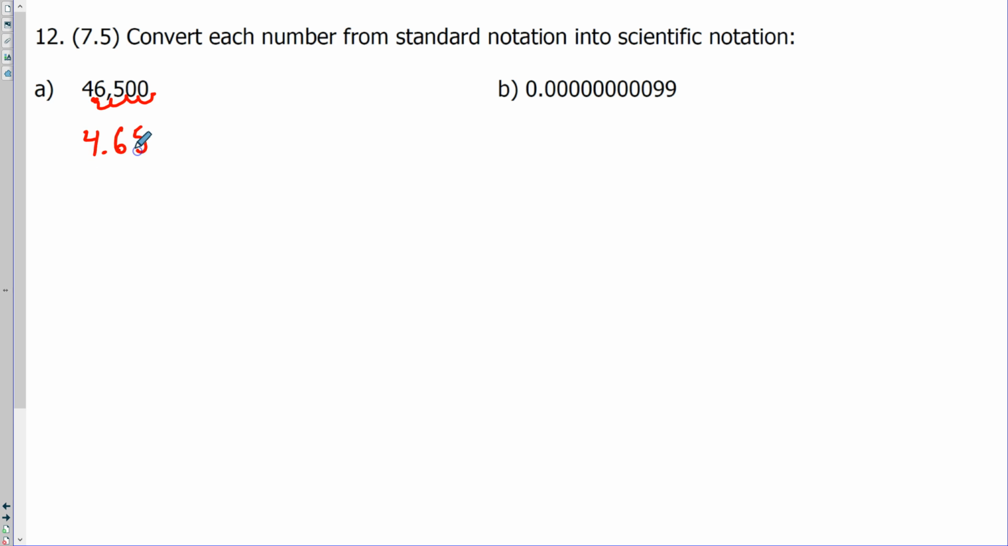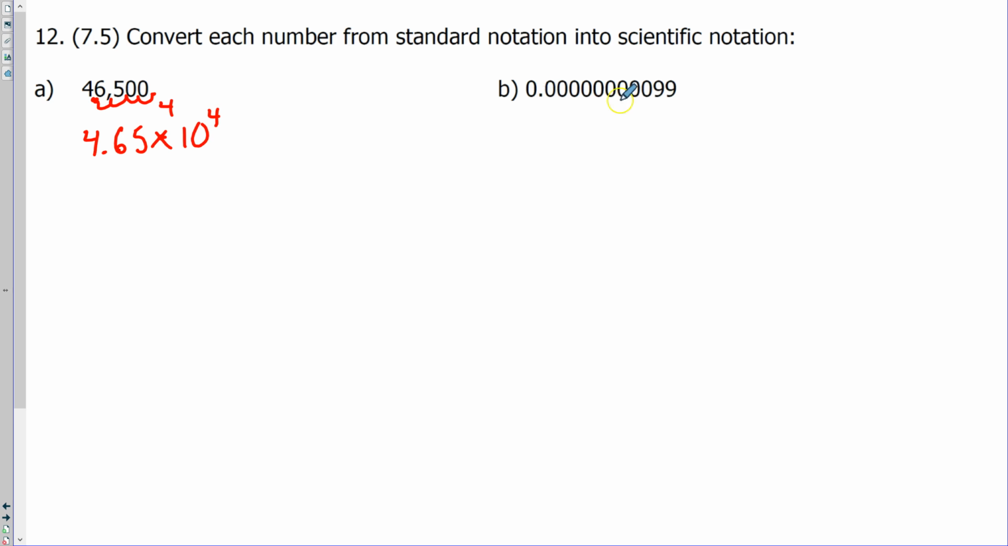So here I'd have to move it to create 4.65, that's between 1 and 10. And I had to move it 1, 2, 3, 4 places to the left. So that means I'm going to have a power of 4 on my 10. Now a common kind of mistake when it comes to scientific notation is the sign on your power. Should it be a positive power or a negative power? And this is how I remember which, that if you have a large quantity, like this is a large quantity, it's 46,500, that means you have a positive power.